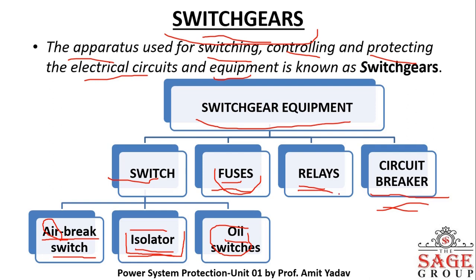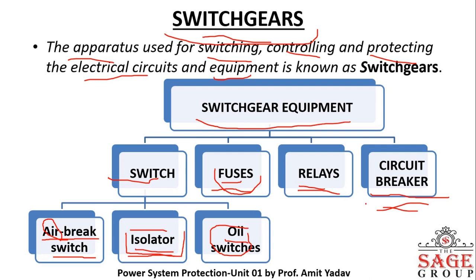Now third is the relay. What is a relay? A relay is a device which detects the fault and supplies information to the breaker for circuit interruption. We will further discuss various types of relays in detail, but in this introductory video I just explain what a relay is.